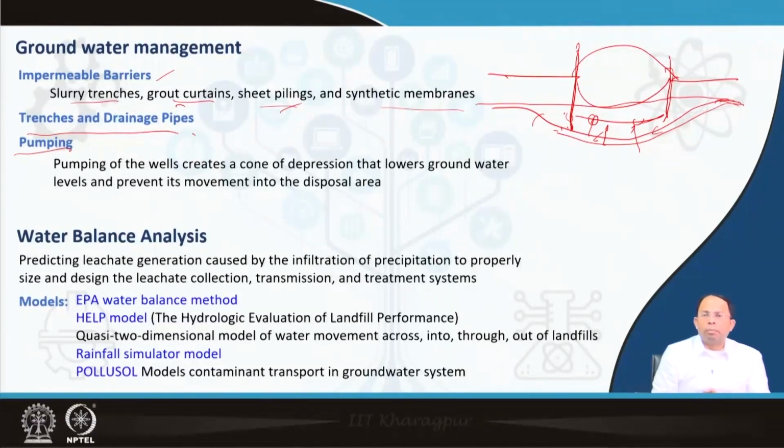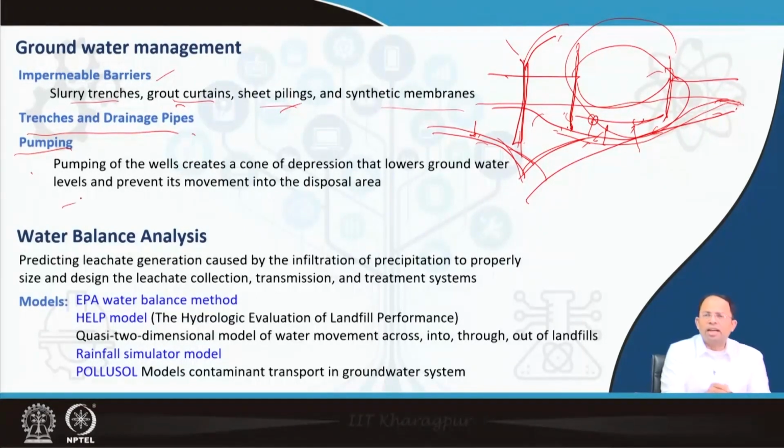Then the final method is pumping. Earlier, maybe in my other NPTEL course, we have learned about pumping. Whenever we pump water, what happens? The groundwater table bends, right? This is called the cone of depression. So the groundwater table bends when we pump water using a deep tubewell or so on. So here also we can pump water that will make the groundwater table bend, and that will not influence my landfill site. But this is an active measure and it will take electrical energy to keep the pumps running, and it requires a lot of additional investment.